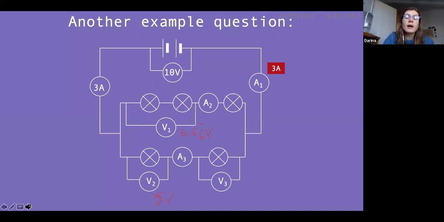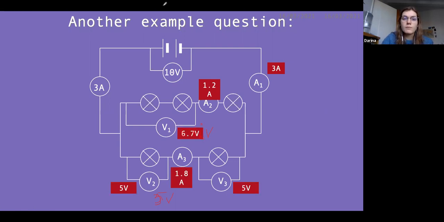Okay, and, as I was explaining, you then use the equation to find the current. So 1.2 amps for the first one, 1.8 amps for the second one. And then, as I was saying, just a rounded version of our voltages. So you've got 6.67 for that one, and 5 volts for each of those because you have been putting them in the correct ratios.